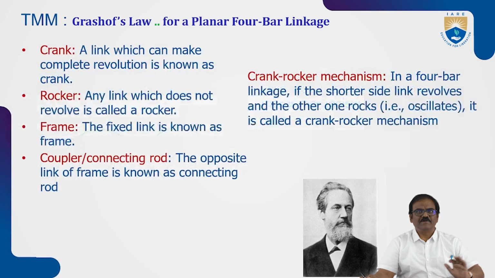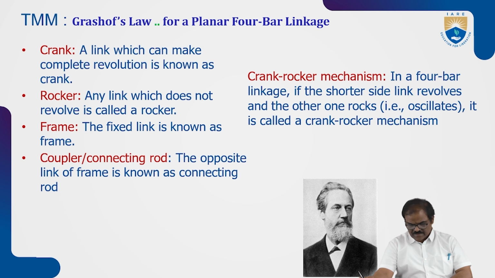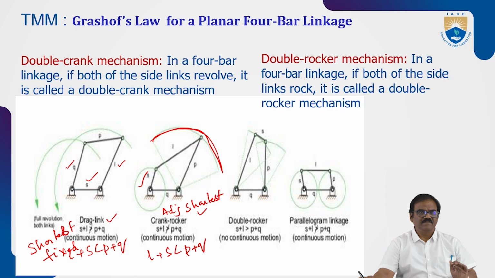In the previous one, we have seen the crank rocker mechanism in a 4-bar linkage. If the shortest link revolves and the other one rocks, that is oscillates, it is called the crank rocker. Then the other one is the drag link or the double crank mechanism. Double link or drag link mechanism. Okay. The other one is the double rocker.